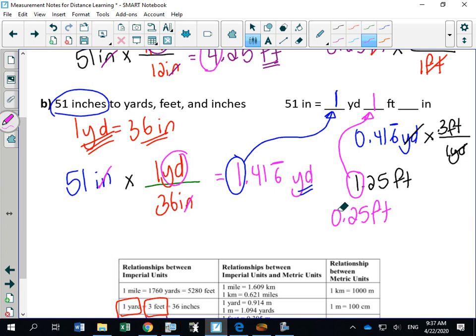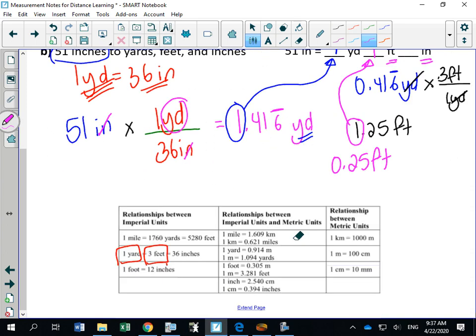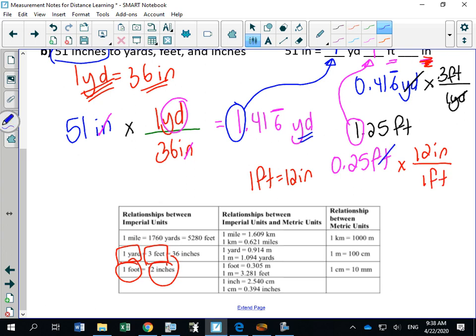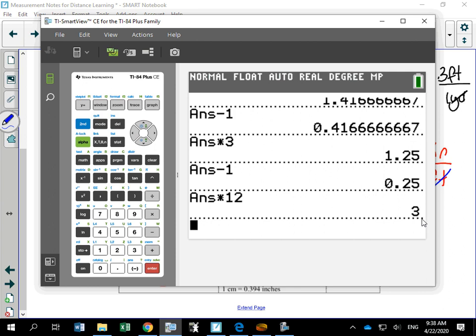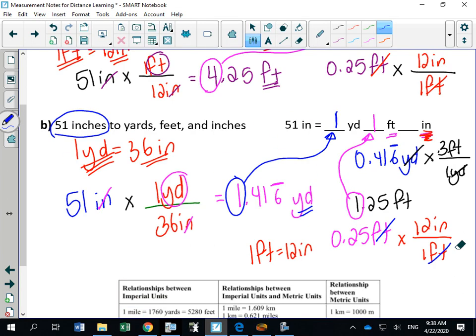And now we need to convert that from feet to inches. So on your formula sheet, 1 foot is equal to 12 inches. So from here, if I want inches, inches goes on top. 1 foot goes on the bottom, and a foot will cancel. So you take that decimal and multiply it by 12, and you get 3. So 51 inches is the same thing as 1 yard, 1 foot, 3 inches.